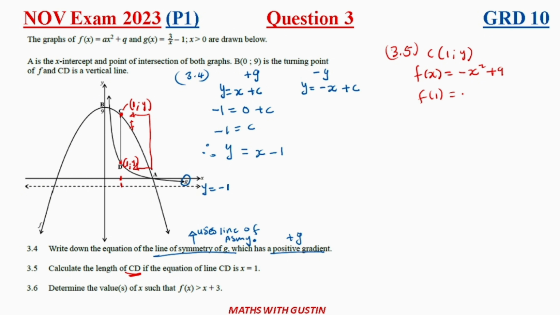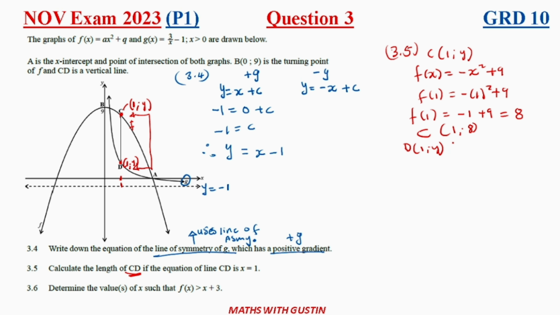So now we're saying what happens when x is equal to 1. What is the y value when x is equal to 1? Then you substitute the 1 into the equation. Therefore 1 squared will give us 1. So in this case you're going to have minus 1. Remember, guys, the minus is outside the square, so don't put it inside the square. Plus 9. So 9 minus 1 is going to give us 8. Therefore the coordinates of C are (1, 8).